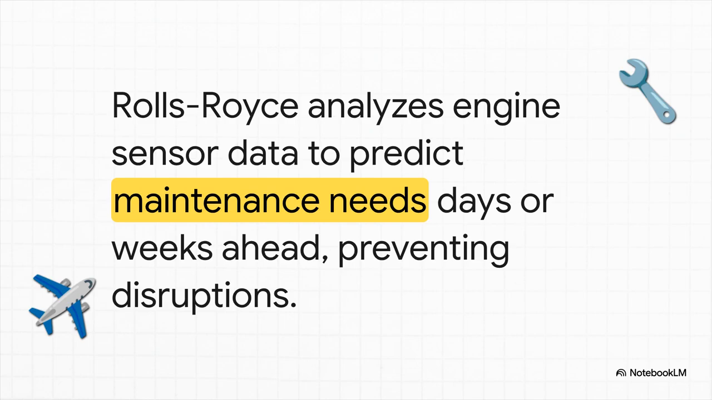Think about this in the real world for a second. Companies like Rolls-Royce use this whole process to monitor thousands of sensors on their jet engines while they're in the air. This lets them predict maintenance needs weeks in advance, preventing delays. Or think about major retailers who analyze your shopping habits to predict what you might need next. This is data creating real, tangible results.